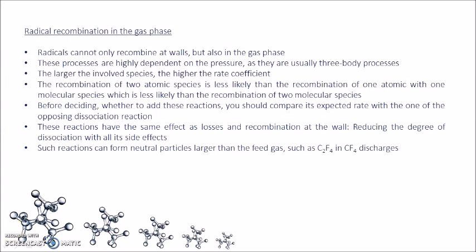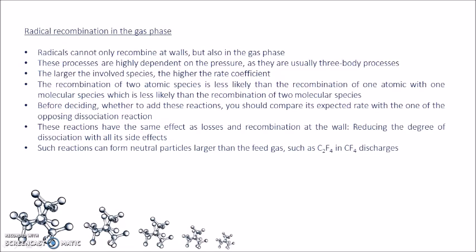Radicals can not only recombine at walls, but also in the gas phase. These processes are highly dependent on the pressure, as they are usually three-body processes. Hence, they do not have a significant influence in our O2 example. The rate coefficients can vary strongly depending on the involved species. A rough rule of thumb is the larger the involved species, the higher the rate coefficient. So the recombination of two atomic species is less likely than the recombination of one atomic with one molecular species, which is less likely than the recombination of two molecular species.